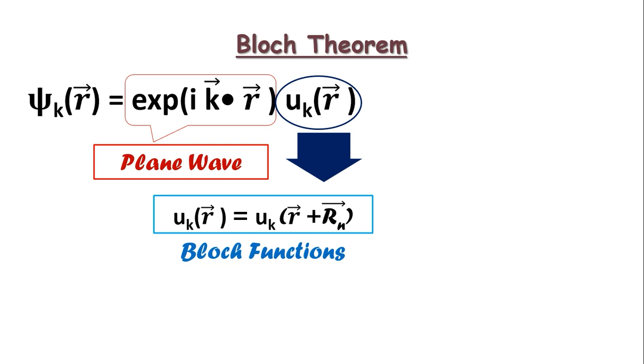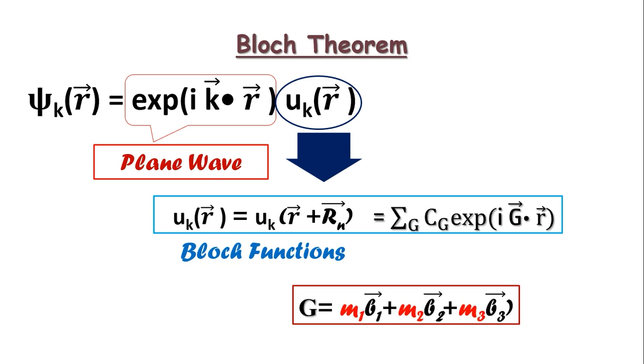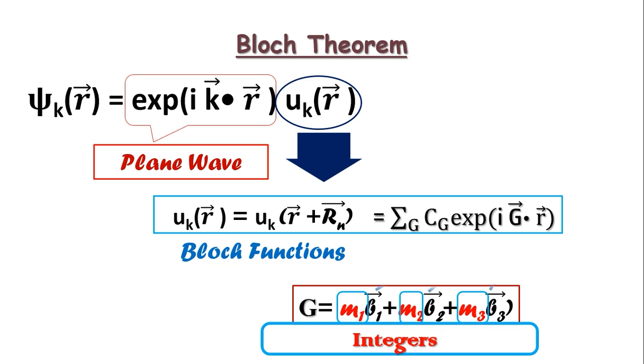It is now time to look at this part of the problem more carefully. The periodicity of u_k(r) means that it can be expanded in terms of a special set of plane waves. To be precise, in mathematical form, u_k(r) = summation over G of c_G exp(iG·r), where the summation is over all vectors defined by G = m1 b1 + m2 b2 + m3 b3 with integer values for mi, and b1, b2 and b3 are the reciprocal lattice vectors.